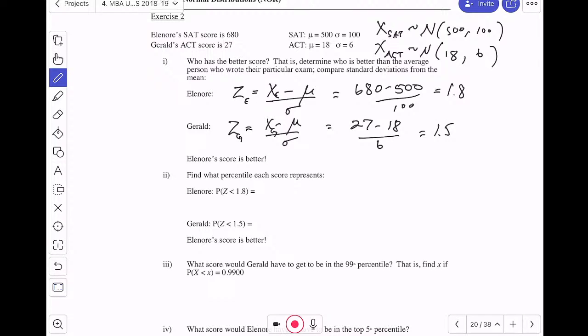Okay, so when I standardize, Eleanor's score is 1.8 standard deviations above the mean for the SAT students, and Gerald is 1.5 standard deviations above the mean for ACT students. So the better student, the better score is Eleanor. That's sufficient for this question, okay? But the next question asks, find the percentile each score represents.